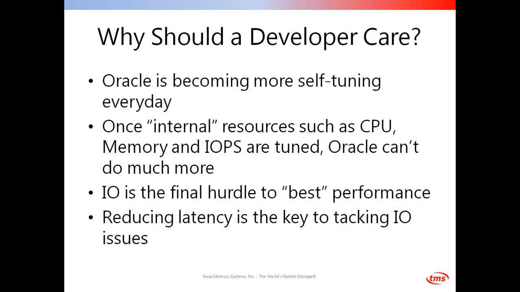So once these internal resources that Oracle has control over, CPUs used, memory, the number of IOPS, Oracle can't do much more unless you go with the full Exadata route, which even then, once you get past its bells and whistles, it's limited to disk latency. So I/O is the final hurdle to best performance. By reducing that latency in your disk subsystem, or in this case your storage subsystem, to the absolute minimum, you'll get the best possible performance. So reducing latency is the key to tackling these I/O issues.